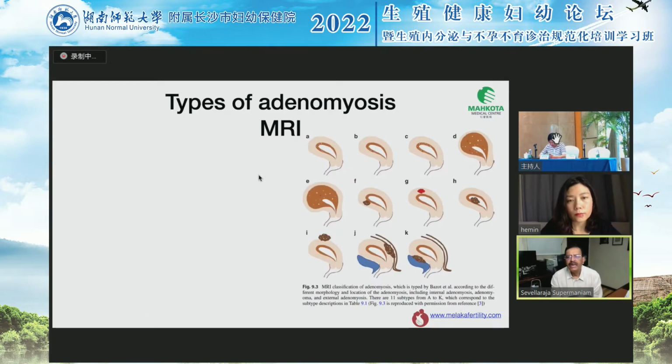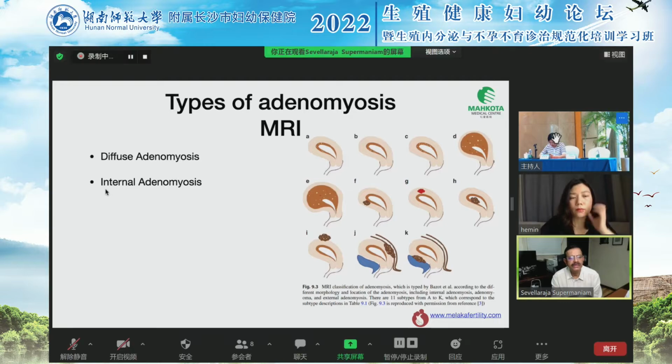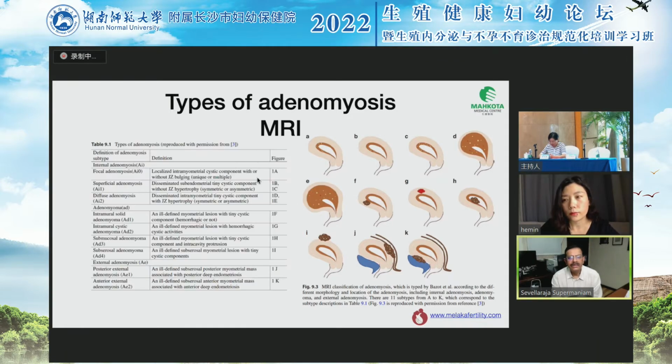In MRI, we are all more familiar with MRI. There are basically also diffuse adenomyosis, internal adenomyosis, external adenomyosis, and also adenomyoma. This is a more detailed description. Here you can see that types A, B, C, D, and E are called internal adenomyosis, which means that the adenomyosis starts from the center and then moves out and involves the myometrium.